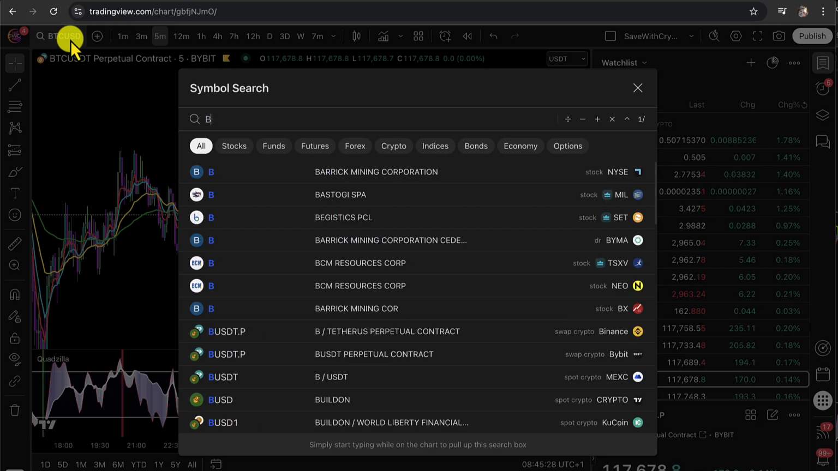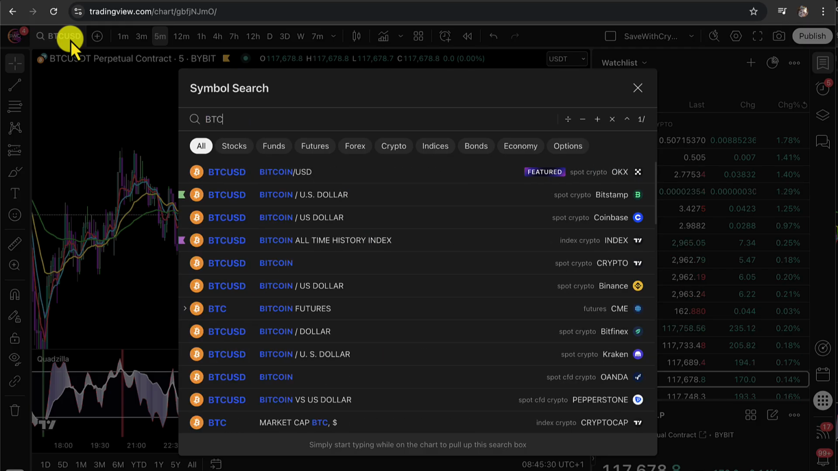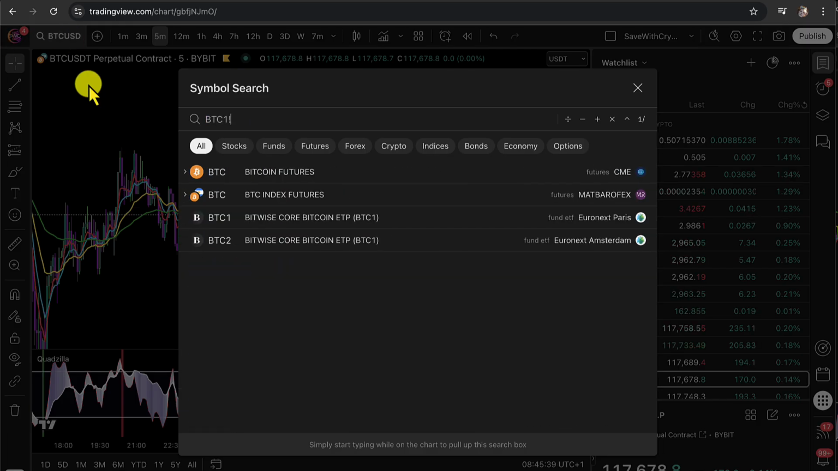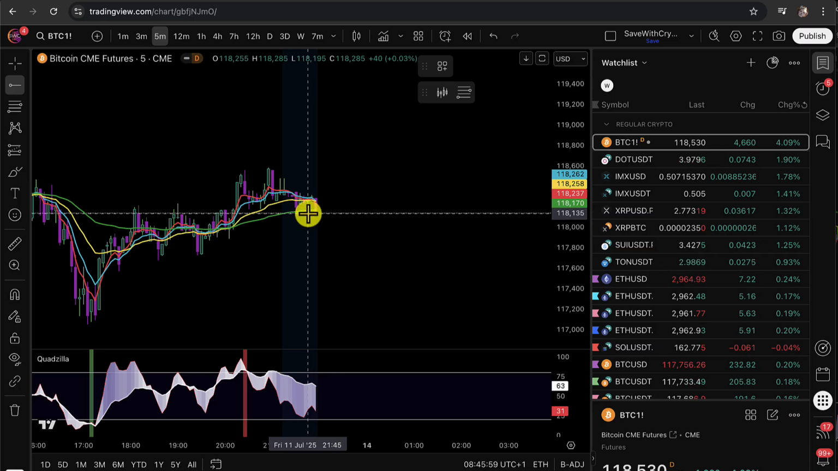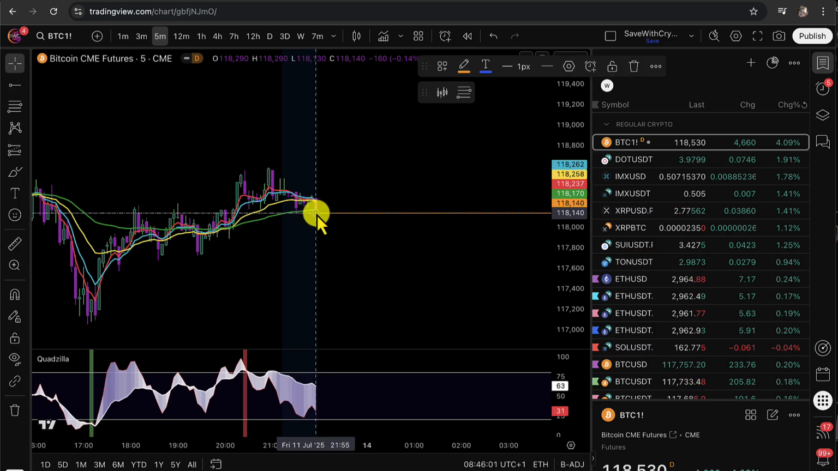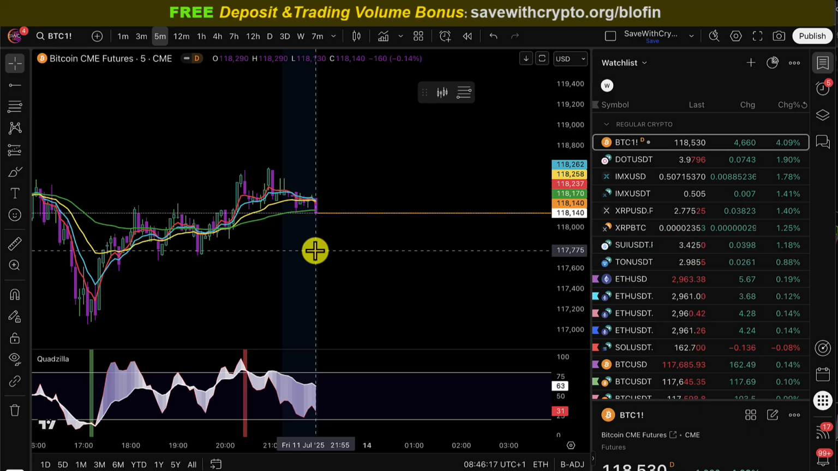If you want to look at the actual Bitcoin price on TradingView, just go BTC1!, and you'll see Bitcoin futures here with the CME there, and you can see here that was indeed the level we closed at here. Now the time of that was 10 p.m.